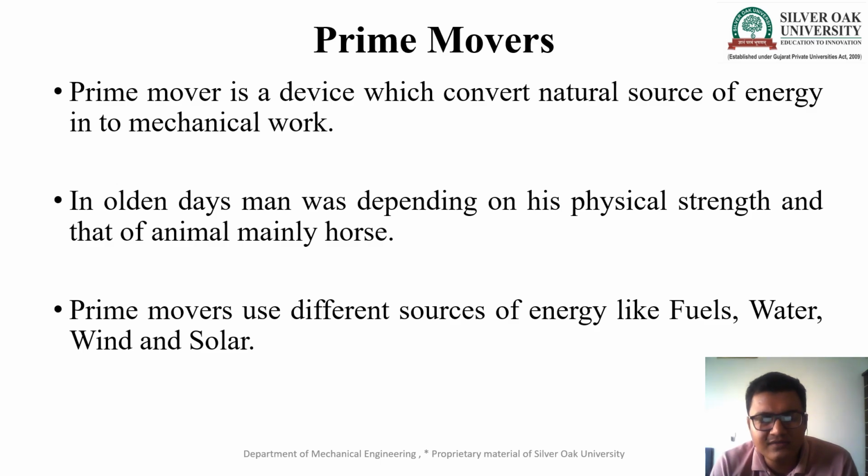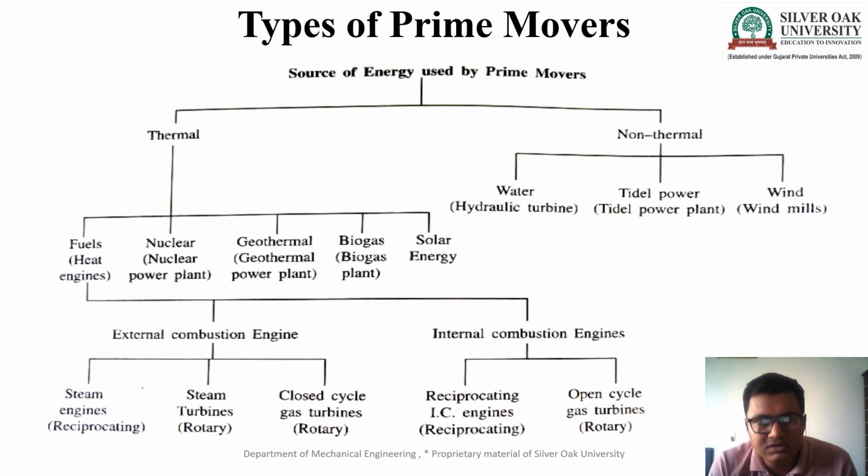Now we classify the prime movers. There are mainly two types of classification. First one is thermal, second one is non-thermal. Thermal is also classified into certain types: fuels, nuclear, geothermal, biomass, or we can say biogas, and solar energy. Non-thermal is also subclassified into three types: water, tidal power and wind power.